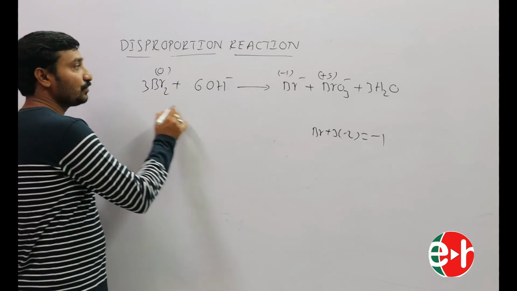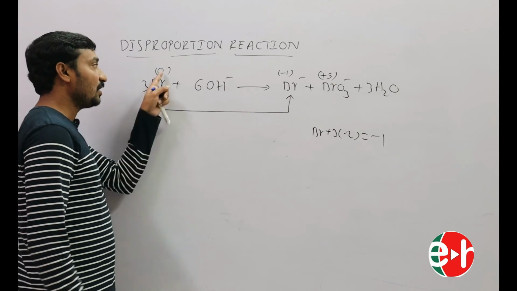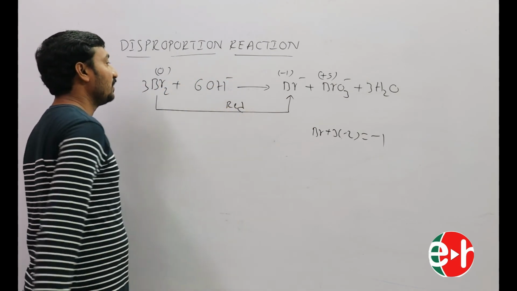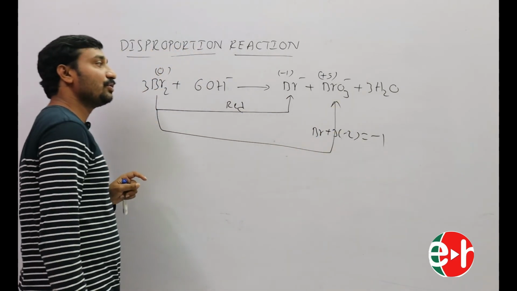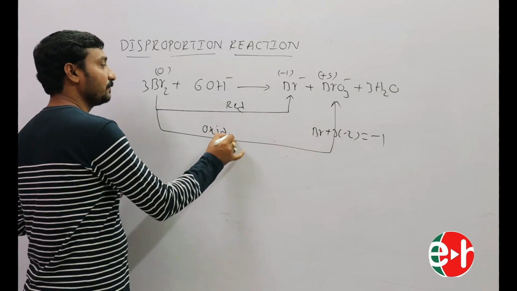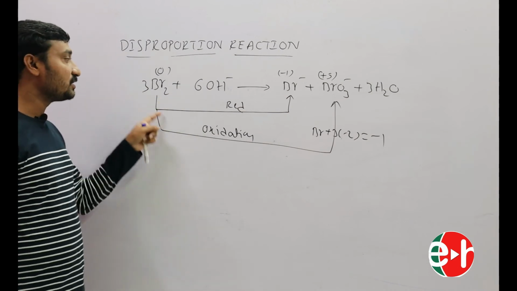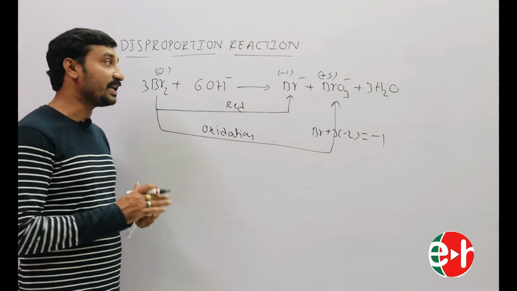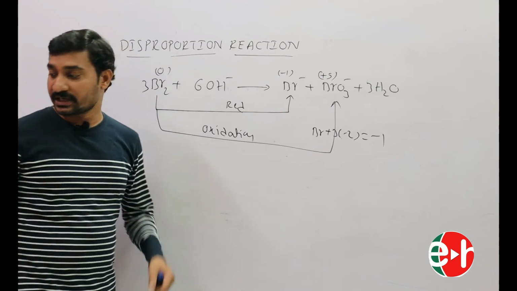Here 0 to -1, oxidation number decreases, so reduction. And again 0 to +5, oxidation number increases, that is oxidation. So same element undergo oxidation and reduction. So this is called what? Disproportion reaction. Okay, and the last one is comproportion reaction.